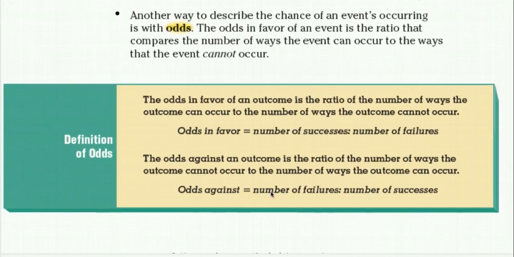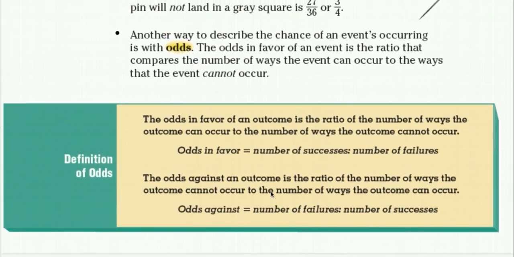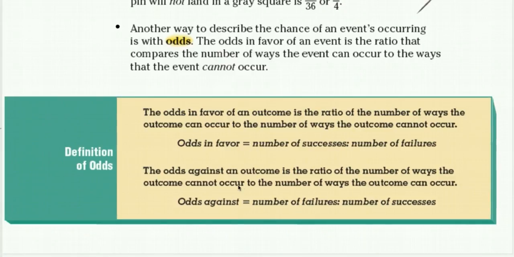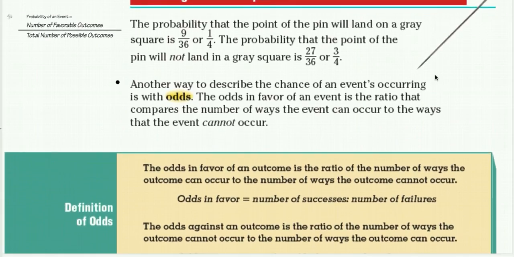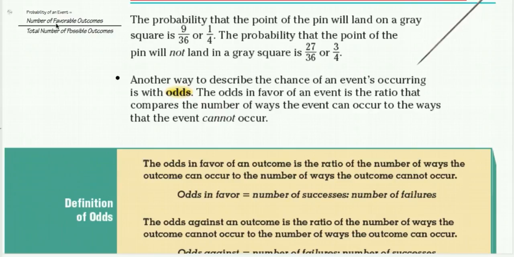So when you talk about odds, this is what we mean. The odds in favor of an outcome is the ratio of the number of ways the outcome can occur to the number of ways an outcome cannot occur. So the definition of odds in favor is the number of successes to the number of failures. Odds against an outcome is the ratio of the number of ways the outcome cannot occur to the number of ways the outcome can occur. So odds against is the number of failures to the number of successes. Let's go back to the difference between odds and probability. We look at the ratio of probability, which is the number of favorable outcomes to the total number of possible outcomes.